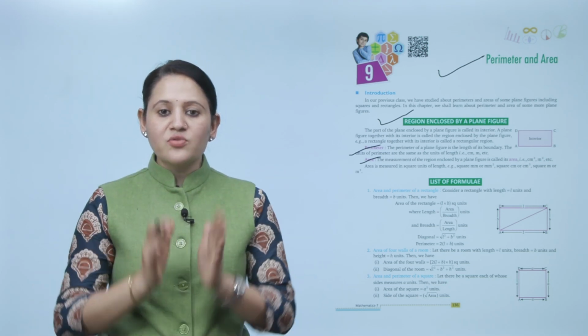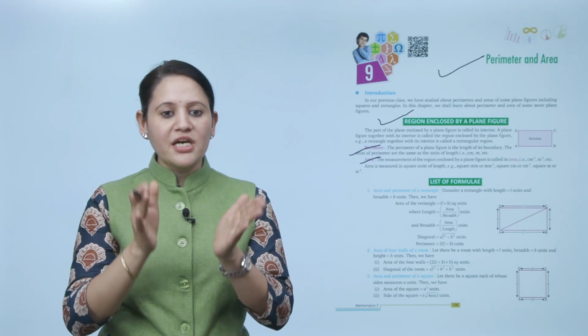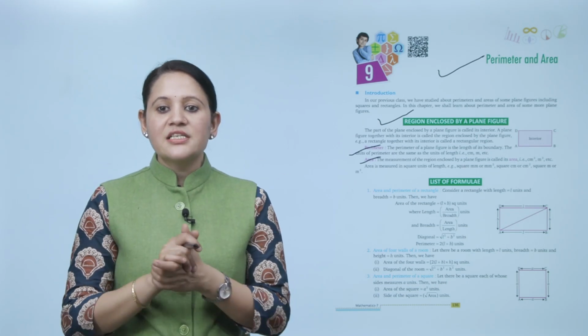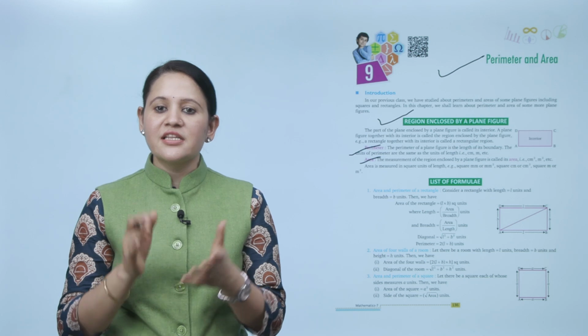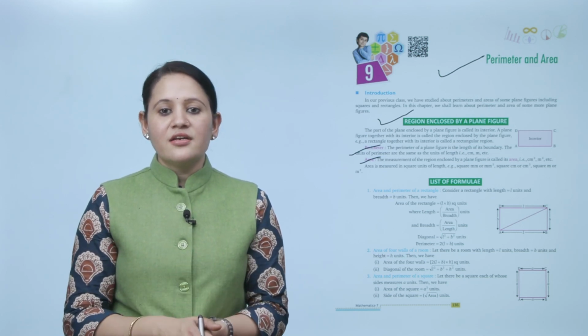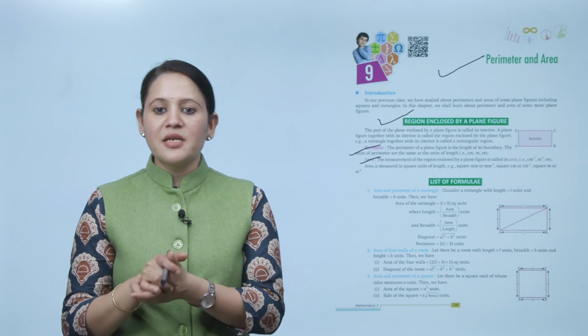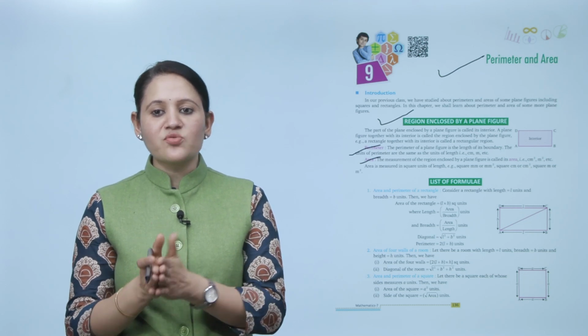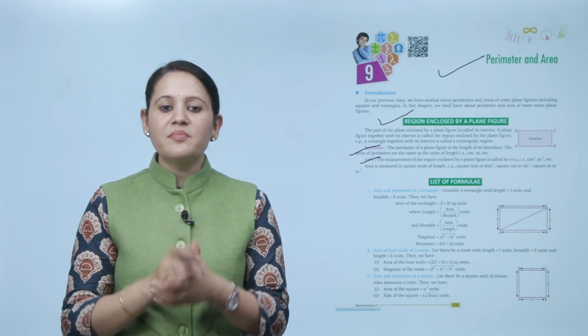जो sides होती है उनके अंदर का जो region होता है, that is called the area. Centimeter square, meter square, etc. These are the unit of area. Area is measured in square unit of length. Square millimeter, millimeter square, square centimeter, centimeter square, square meter or meter square.